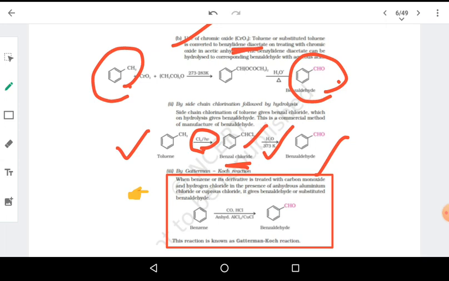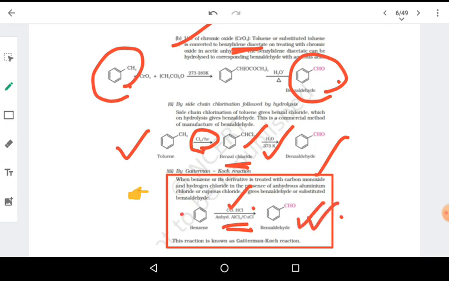So from toluene you can prepare by three means. Either we can use chromyl chloride CrO2Cl2, or we can use chromic oxide CrO3, or we can carry out side chain chlorination and then carry out the hydrolysis. Let us now talk about the Gattermann-Koch reaction. What is the Gattermann-Koch reaction? You are taking benzene, and you have to treat it with CO and HCl, carbon monoxide and HCl. You need an acidic medium here, and we are also using anhydrous AlCl3 and CuCl. So we are getting benzaldehyde over here.